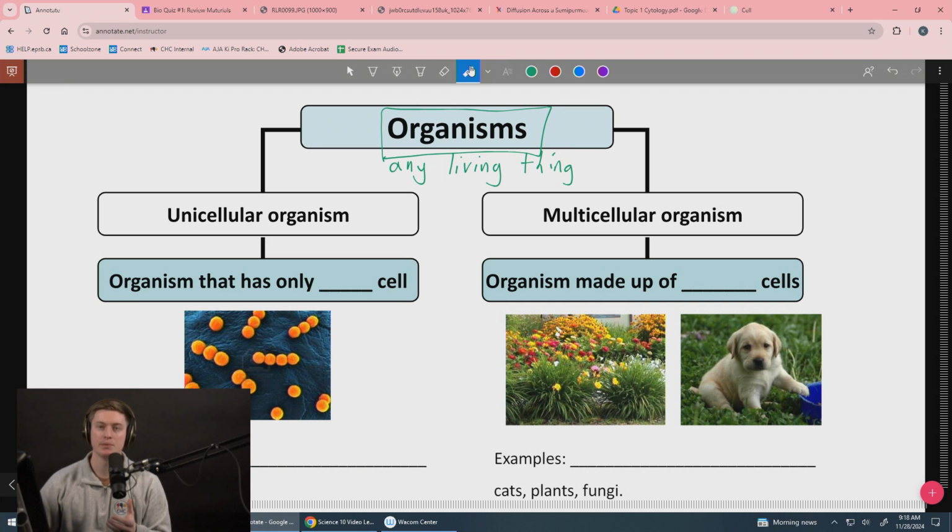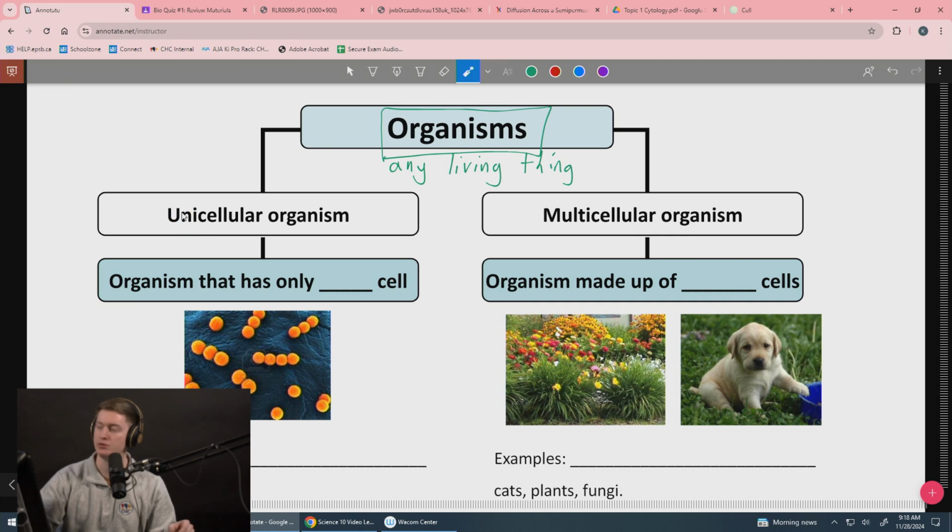Organisms can be broadly broken down into two categories. We have unicellular organisms and we have multicellular organisms. In this biology unit, you're going to come across a lot of words that have similar prefixes and suffixes. In fact, in science, there's a lot of that.